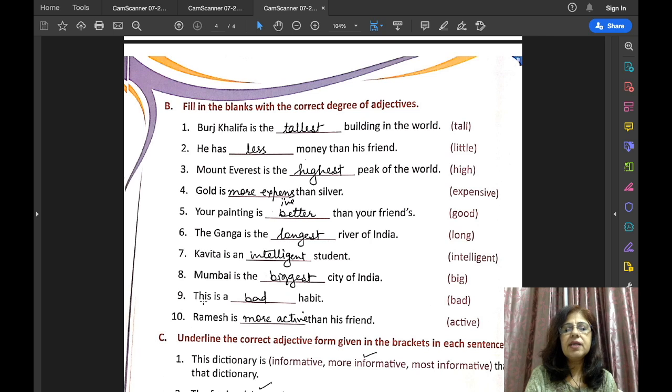Ninth sentence, this is a dash habit. Only we are talking about one habit. There is no comparison. So we will write the positive degree only. This is a bad habit.